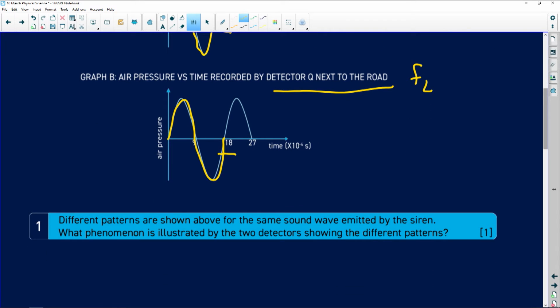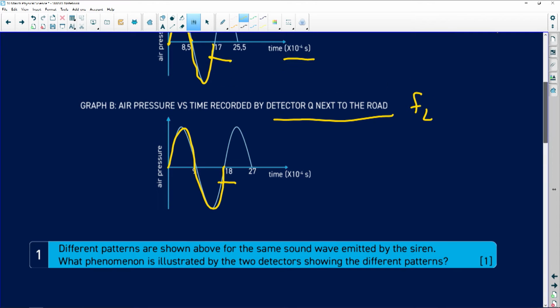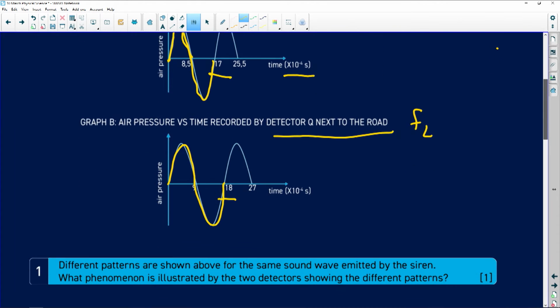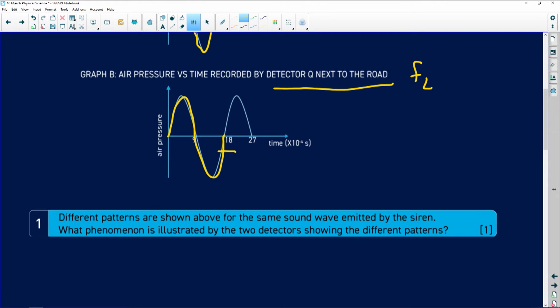It says different patterns are shown for the same sound wave. So that is the same sound wave, just recorded by the different detectors. The one in the car, the one outside next to the road. And it says what phenomenon is illustrated. So obviously this is going to be the Doppler effect. So that's a nice easy 1 mark. So Doppler effect, and there we go.